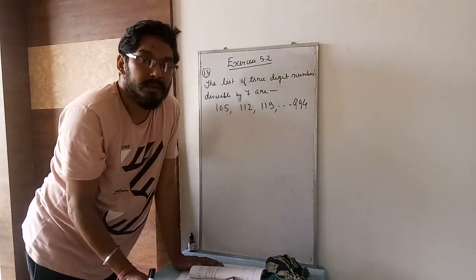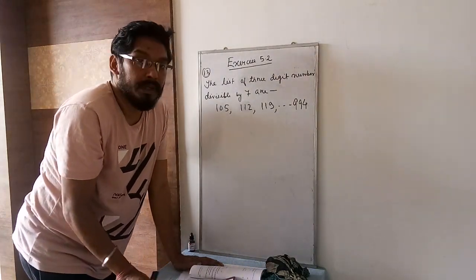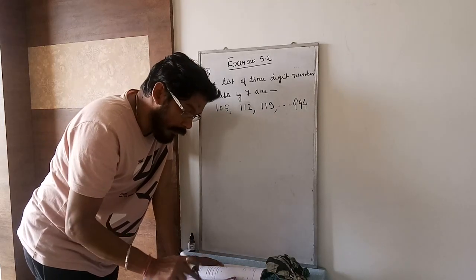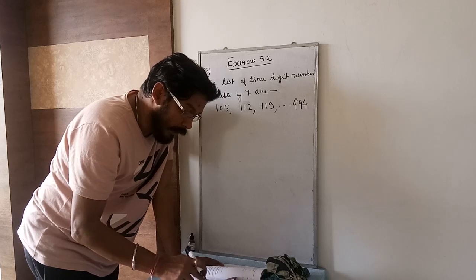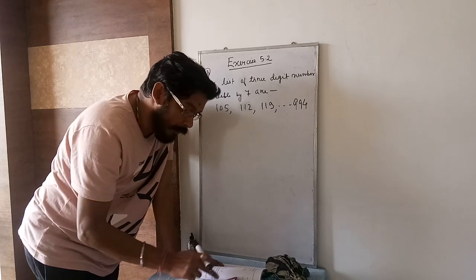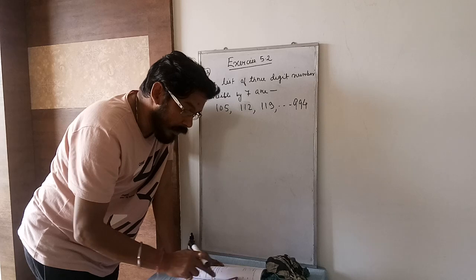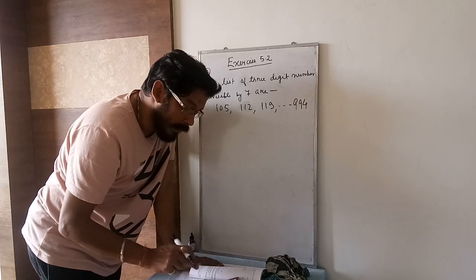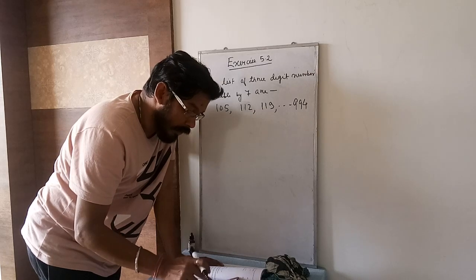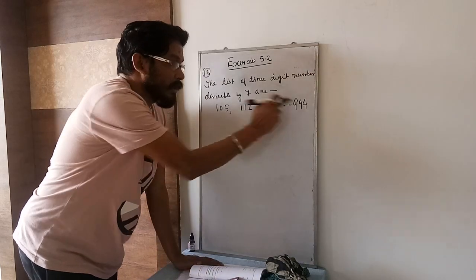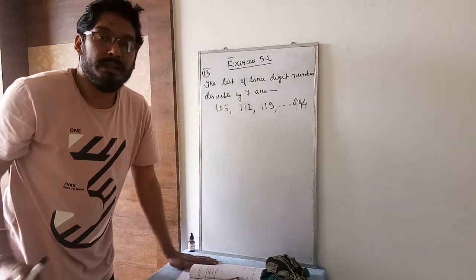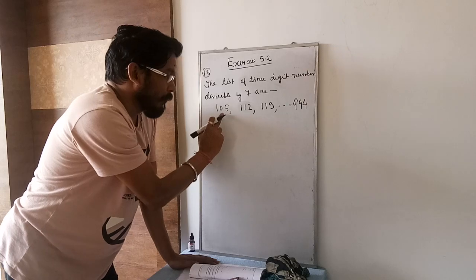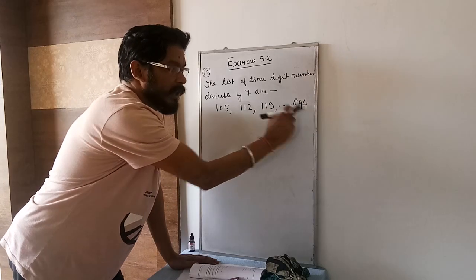So this is the last 3-digit number, not 999. 995 is not divisible by 7 because you will have a remainder. 996 also is not divisible by 7. 997 is not divisible by 7. 998 is not divisible by 7, and 999 also is not divisible by 7. So this is the last 3-digit number which is divisible by 7. I have to find the number of terms, because you see first, second, third, in between many are there, and the last one I have written.